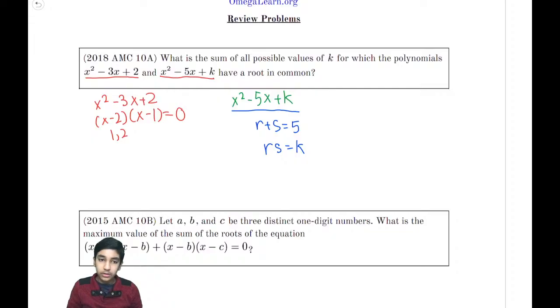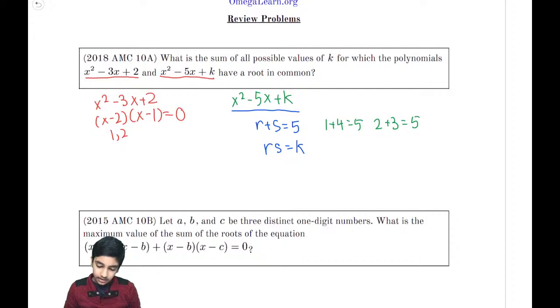So if r plus s is equal to 5, and we know one of the roots in common is either 1 or 2, then the roots can either be 1 and 4, so 1 plus 4 equals 5, or 2 and 3, since 2 plus 3 equals 5. That means the two possibilities for the roots are 1 and 4, and 2 and 3. That's great. Okay, so now what?